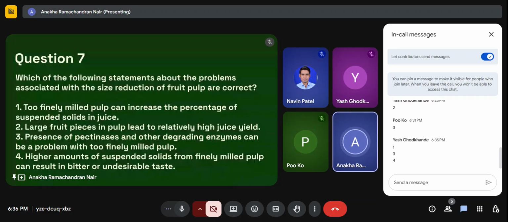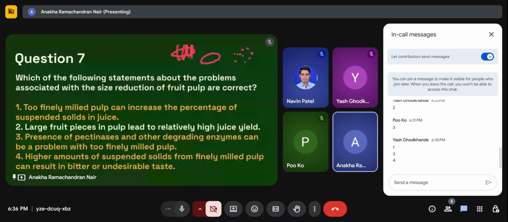If you have pulp, for example you have an orange and you're making juice of it, and you finely mill it, breaking it into many different pieces so that it's easier to drink, it can increase the percentage of suspended solids in the juice. Since one piece has become multiple pieces, it will increase the percentage of solids in the juice. Large fruit pieces in pulp lead to relatively high juice yield is incorrect. It decreases the juice yield, because the fruit piece has not been extracted properly into juice.